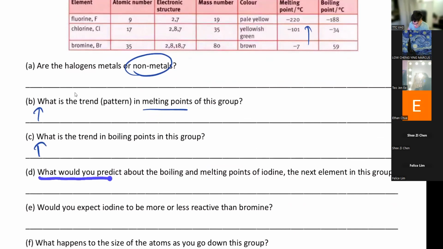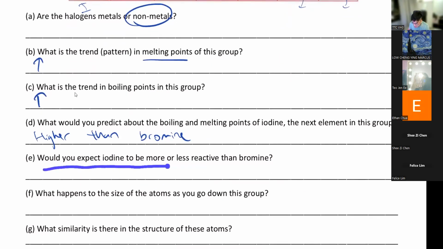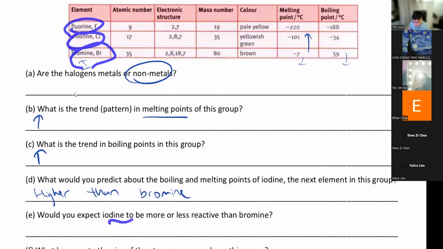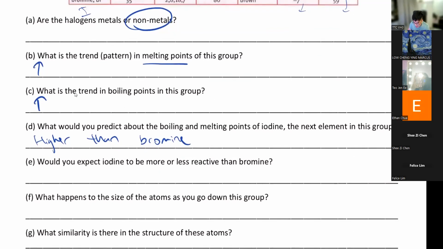D, what would you predict about the boiling point and melting point of iodine, the next element? Iodine is not here, right? So what do you think the boiling point and melting point are? Of course, they increase. It will be higher than bromine. What would you expect, is iodine more or less reactive than bromine? The lower they go, the less reactive they are. This is very dangerous. This is less dangerous. This is even less dangerous. Iodine is even less dangerous, so it will be less reactive.